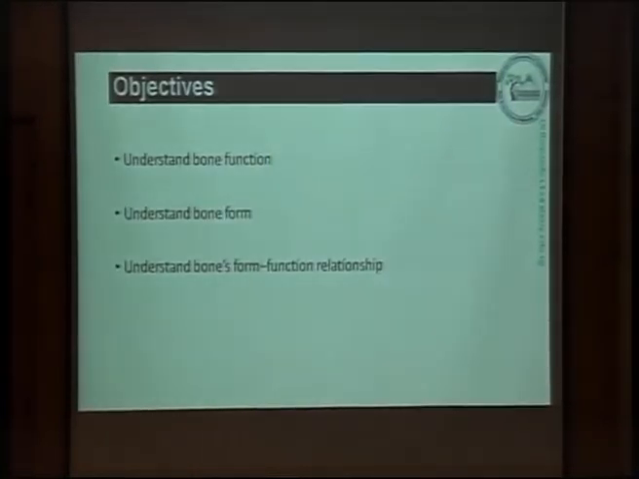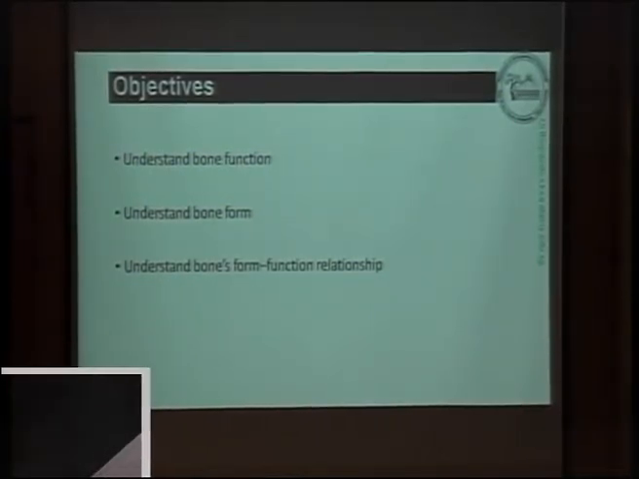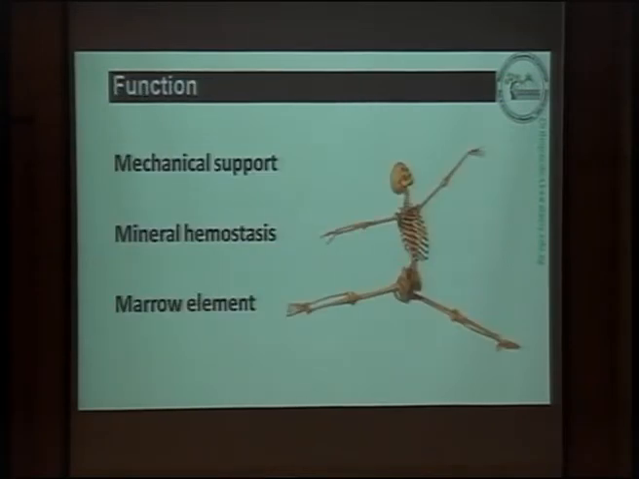So the objectives of my presentation is to understand first what the bone structure is, what the bone is formed of, and how this has a relationship to its function. So let's start the vice versa. What's the function that we need from our bone to have a structure that is accommodated to this function?